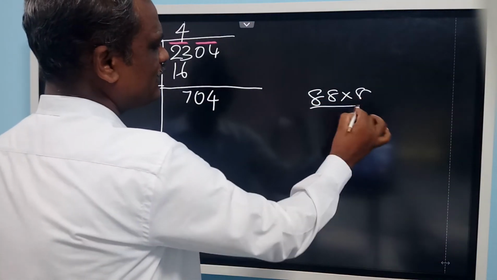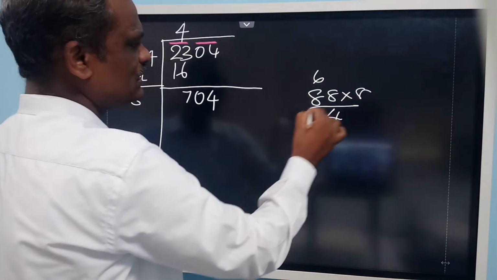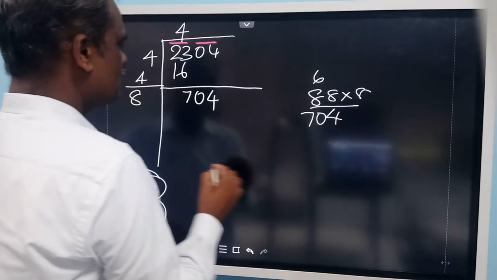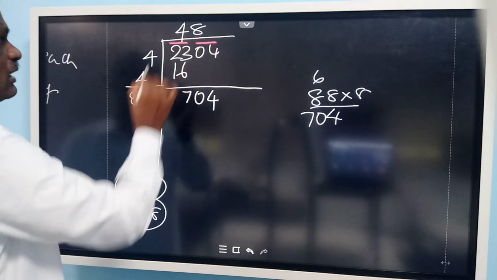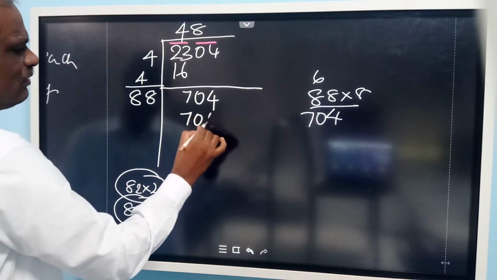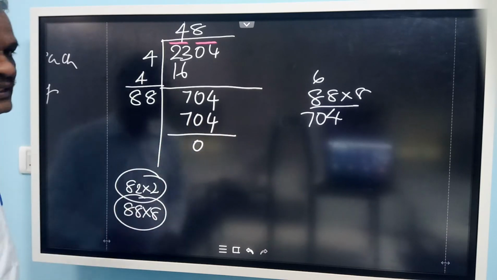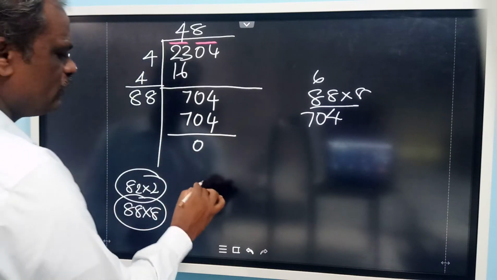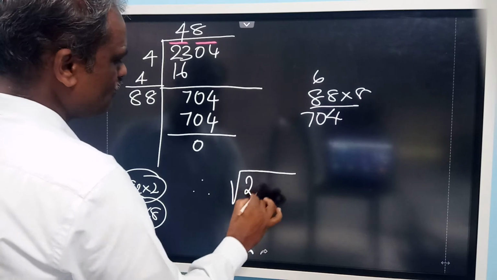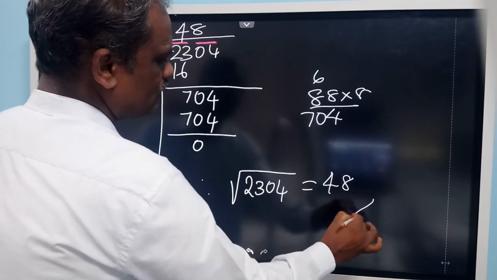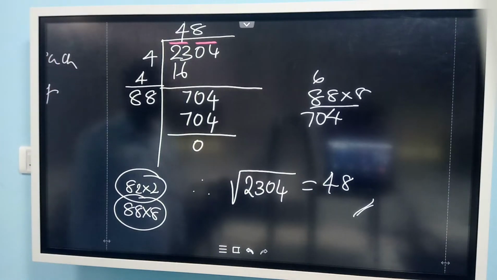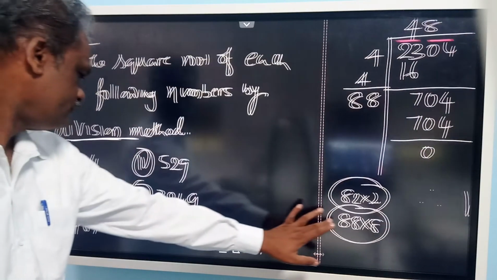88 into 8. 8 8s are 64. 64 plus 4, 70. So therefore, here you write 8. So then the quotient also 8. 88 8s are 704. Remainder is 0. So therefore, you can write like this. Square root of 2304 is 48. It is 48. Then you take one more question.